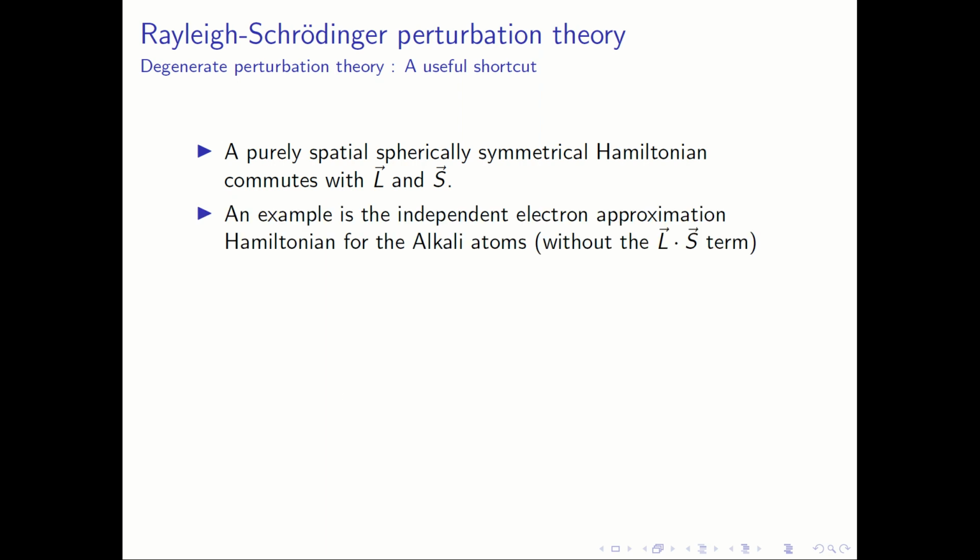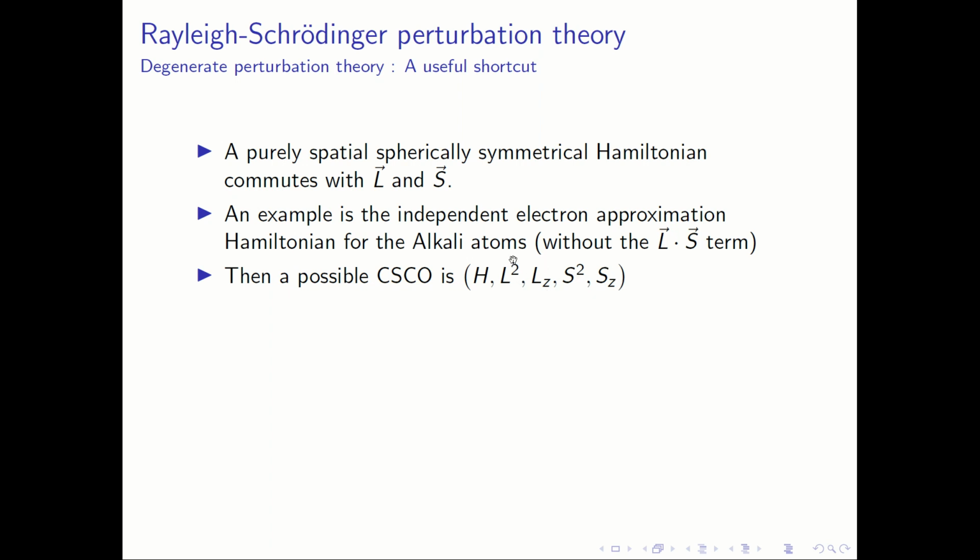So this is the reason why we are talking about all this: our independent electron approximation Hamiltonian for the alkali atoms and for the sodium atom in particular, as long as we do not take into account the L dot S terms, is a purely spatial spherically symmetrical Hamiltonian and commutes with L and S. Since the Hamiltonian commutes with L and S, then a possible complete set of commuting observables that we could use is the Hamiltonian. Along with that, we take L square, Lz, S square, Sz.